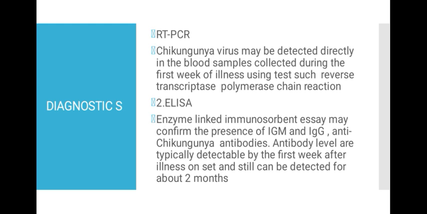RT-PCR: chikungunya virus may be detected directly in blood samples collected during the first week of illness using tests such as reverse transcriptase polymerase chain reaction. Then ELISA, enzyme-linked immunosorbent assay, may confirm the presence of IgM and IgG anti-chikungunya antibodies. Antibody levels are typically detectable by the first week after illness onset and can still be detected for about 2 months.